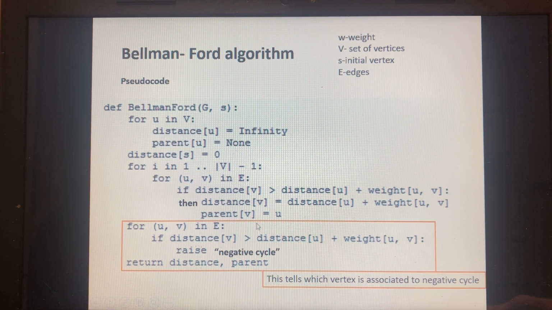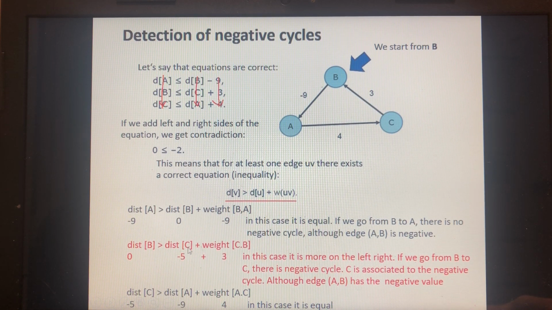So parent of V is U. Here we have B and here we have C. Yeah, B and C. So parent of B would be C. So it means that there is a negative cycle associated with C, although the negative value is here, associated with AB, yes? So this is a bit tricky, that it is associated with C. If we do calculations for A, do calculations for B, everything is okay. But if we do calculations for C, then we get a negative cycle. So this is where the negative cycle is.